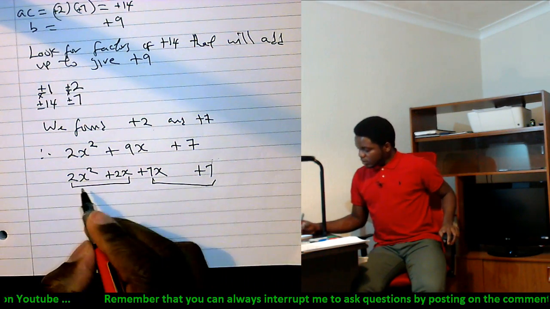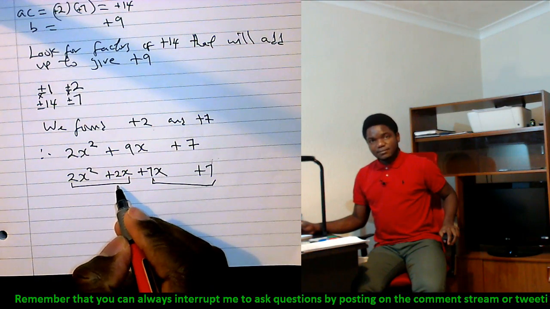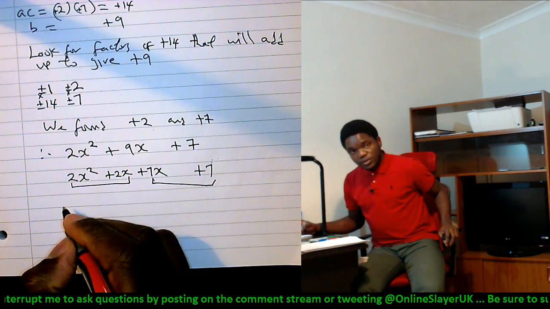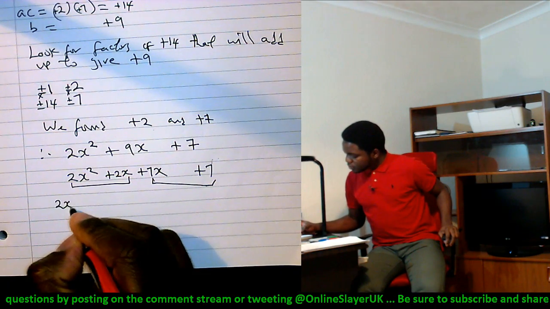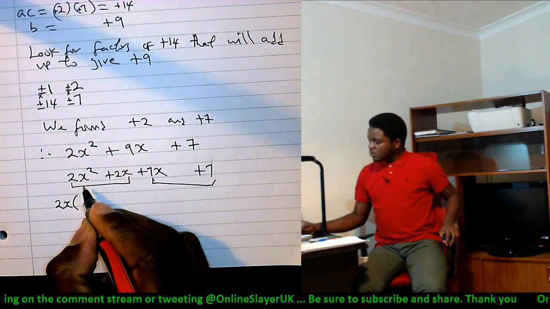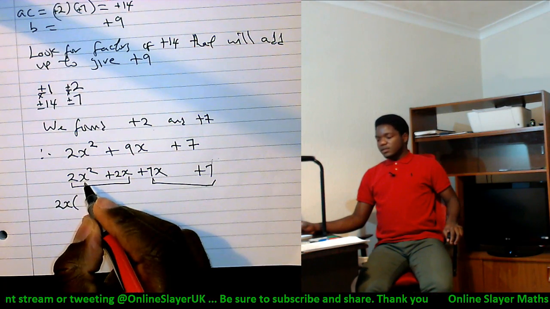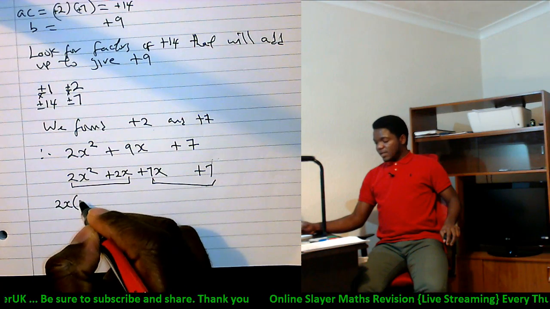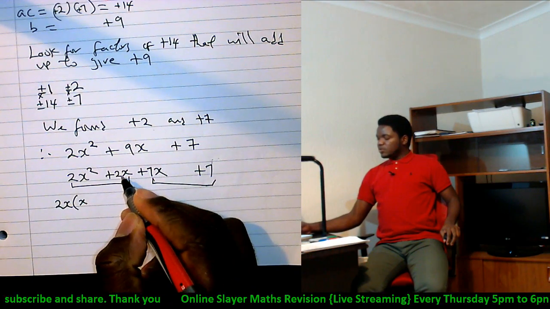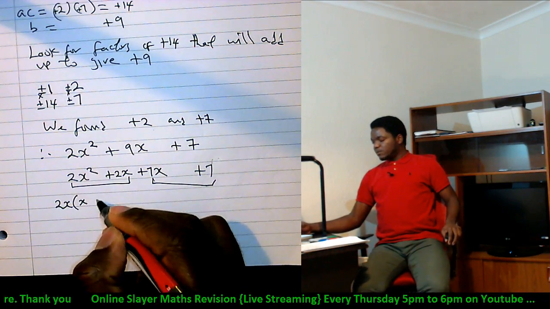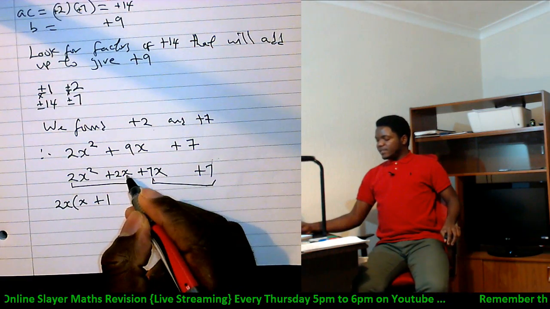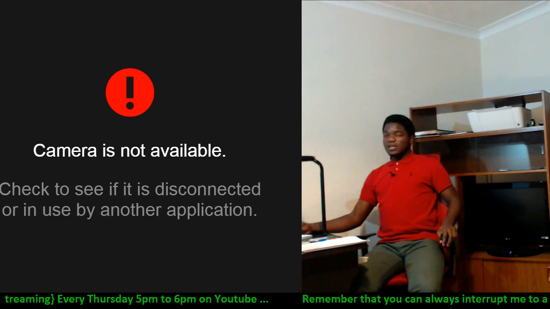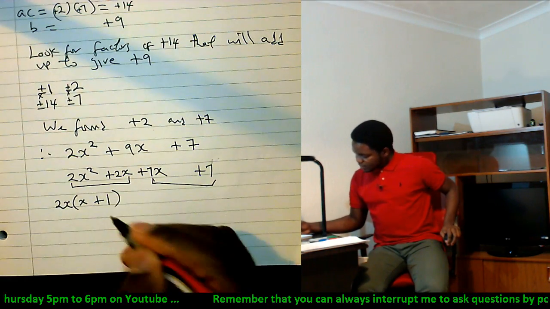Okay? What's common to 2x squared and 2x? 2 is common. X is common. Alright, so we can take 2x out. It becomes 2x into bracket. When you take 2x out of 2x squared, you're left with x. Because if you divide 2x squared by 2x, you get x. When you take 2x from plus 2x, you're left with plus 1. Because if you divide plus 2x by 2x, you'll be left with plus 1. And that's where it stops.